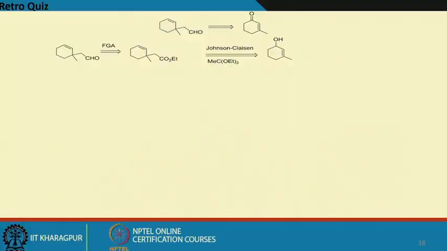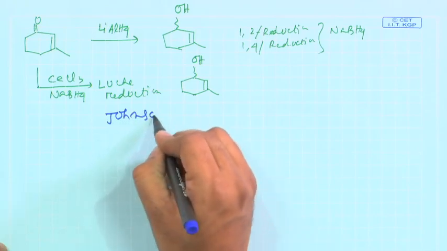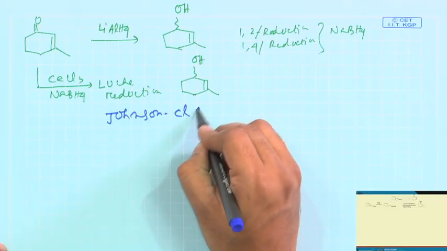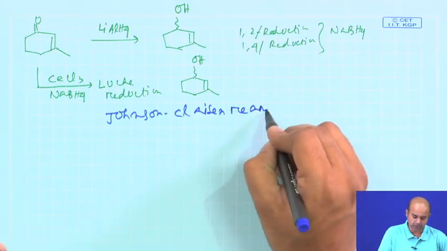Once this Luche reduction was done, you can follow that we need to do a Johnson-Claisen rearrangement, which was given to us. Now, what is the Johnson-Claisen rearrangement? We will now focus on it. It is a very important transformation. It is basically a 3,3 sigmatropic rearrangement.